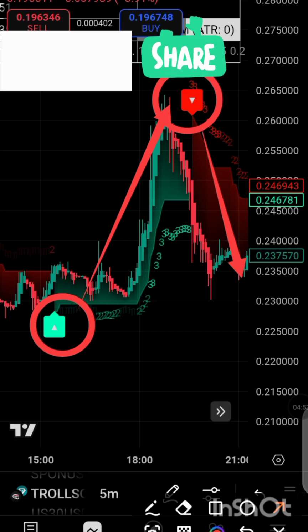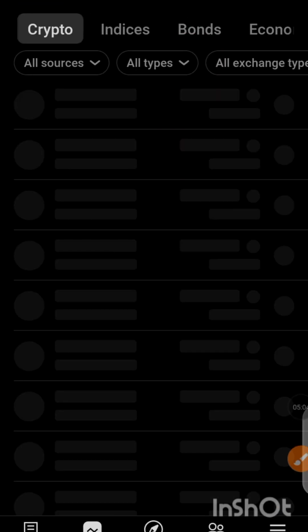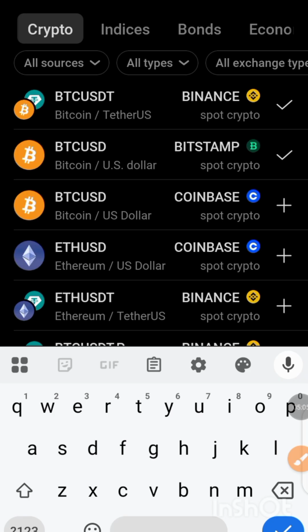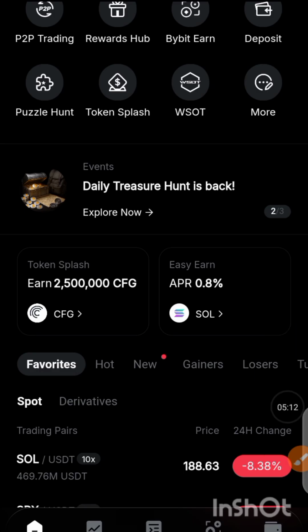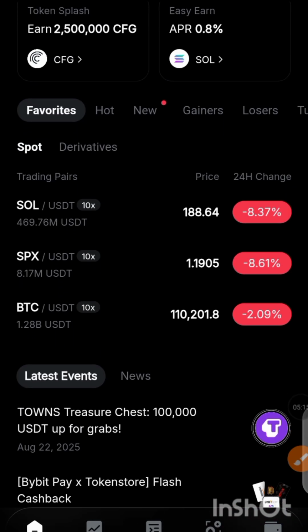Once you have applied this bot indicator, the next thing for you to do is to search for the token you want to trade. So over here, let's go to Binance and search for another coin. This is my Bybit, instead of Binance. There are thousands of coins and tokens here.